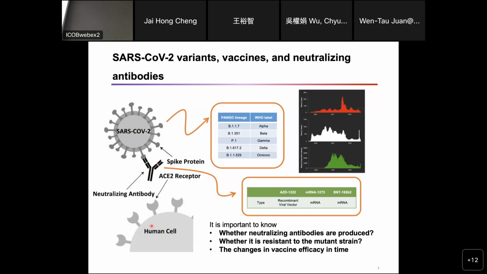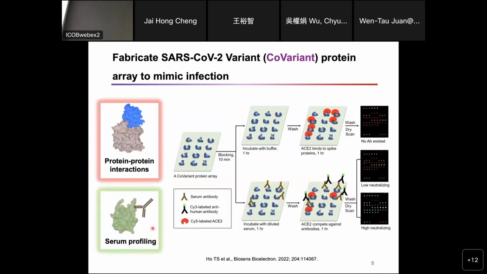cells through the ACE2. So with this concept, we produced a so-called SARS-CoV-2 variant protein microarray. It contains all the current variants' spike proteins on it. And because the protein on the array is functional, it can bind to the host receptor ACE2. So without any interference, all the variants can bind to the ACE2 labeled in red.